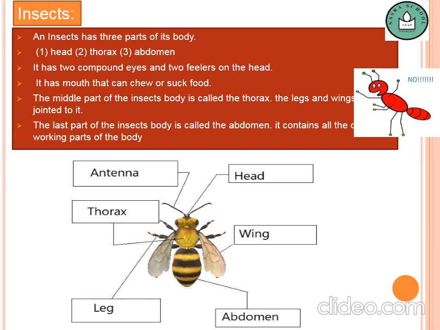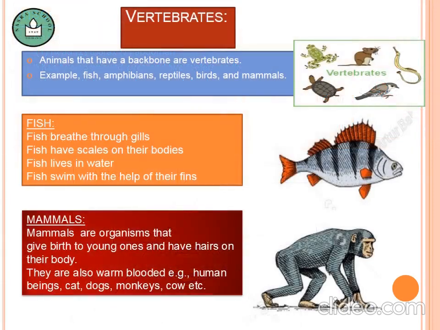Okay, here we have the labeled diagram of a housefly. You can see the antenna, head, thorax, wings, legs and abdomen here easily.